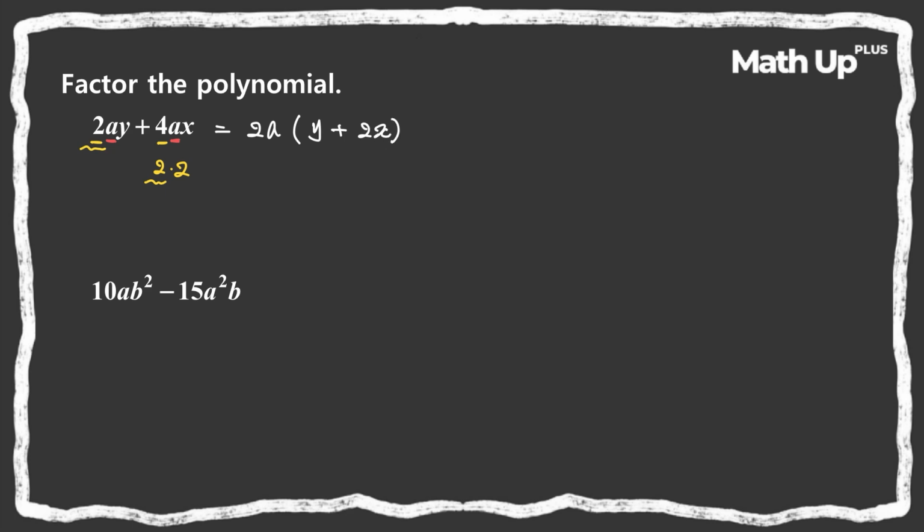And let's see if this is the right answer. 2a times y, that's 2ay. 2a times 2x, that's 4ax. It's right here. So we factored it correctly. All right? So let's look at the second one.